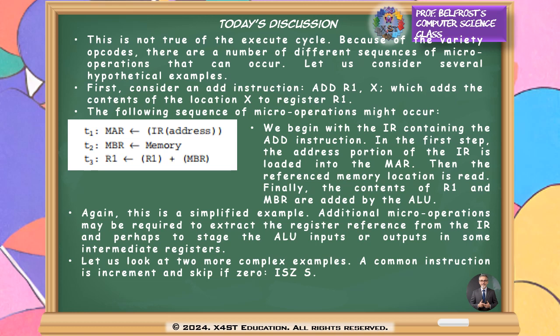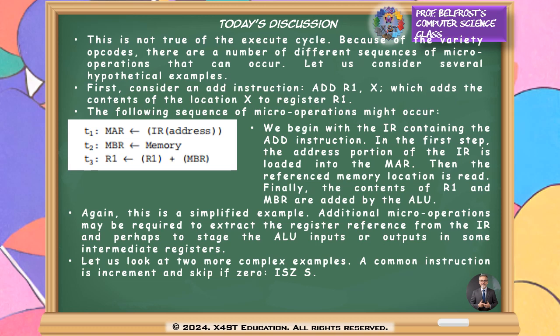First example, consider an add instruction. This is the assembly language, ADD R1, X. I will later dedicate some videos to explaining assembly language, but don't worry for now. Even if you don't understand this assembly code, you can still keep following this lesson with me. This instruction causes adding the content of location X to register R1. So the following sequence of micro-operations might occur, as shown in the flow diagram.